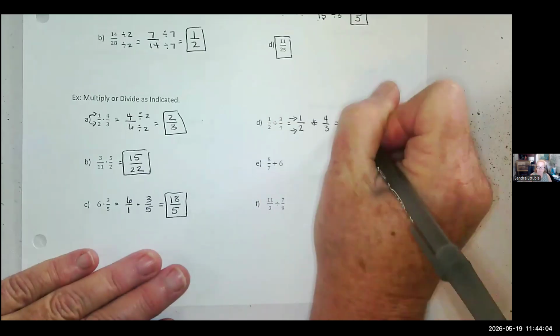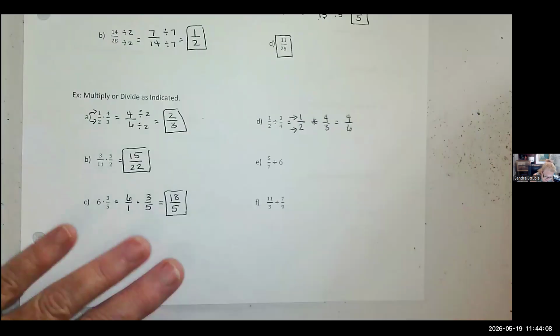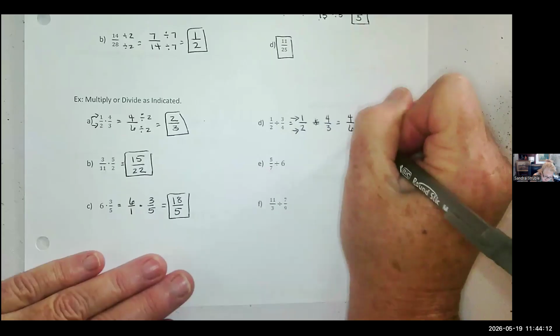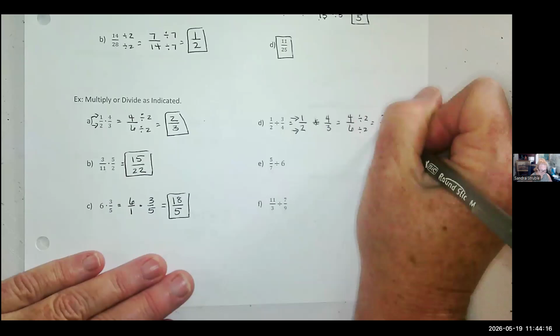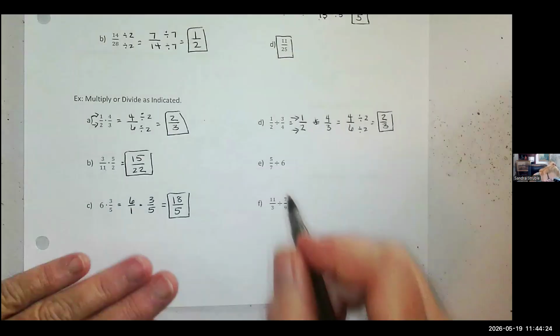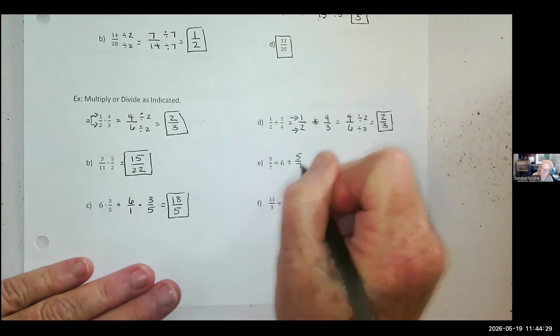This can reduce. They're both even. So they both reduce by 2. 4 divided by 2 is 2. 6 divided by 2 is 3. Pause the video, attempt the next one. 5/7 divided by 6. Well, this is the same thing as 5/7 divided by 6/1.